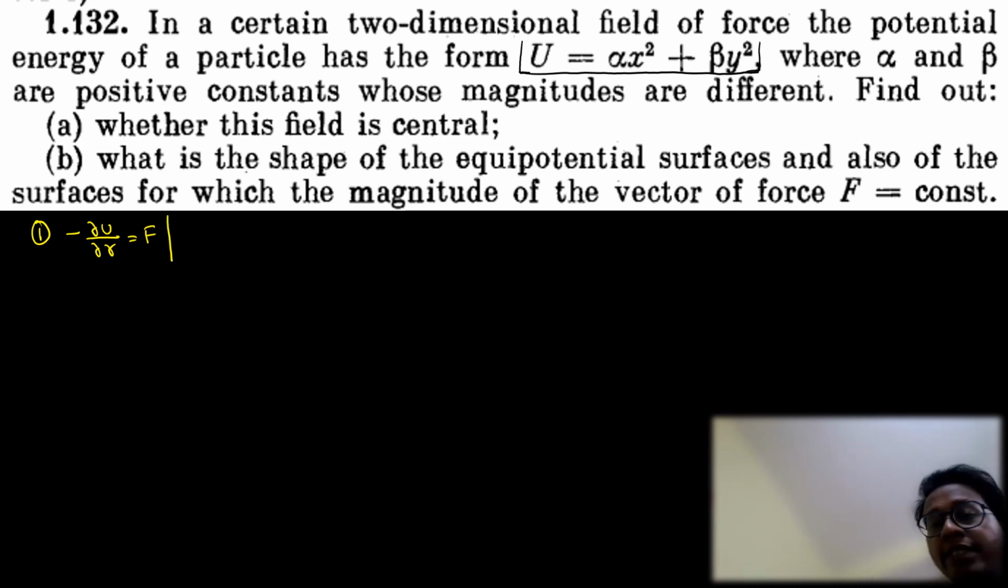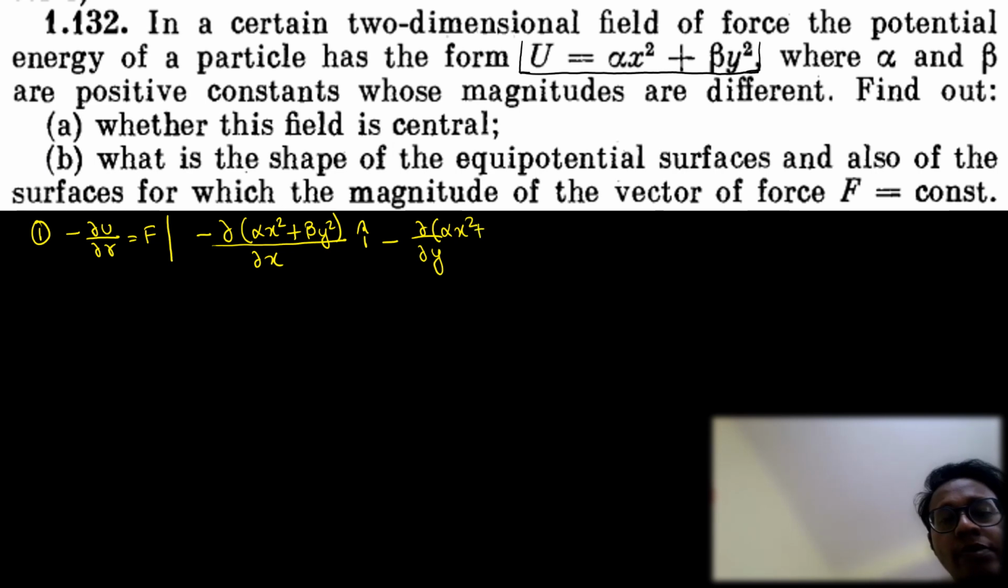Whenever potential energy is given in terms of x, y, and z, the simple rule is minus d of the entire potential energy, alpha x square plus beta y square, by dx, i cap. That means whenever you're differentiating the potential energy with respect to x, treat everything else as a constant. Minus d by dy of alpha x square plus beta y square, j cap, minus d by dz of alpha x square plus beta y square, k cap. This is the value of our force.